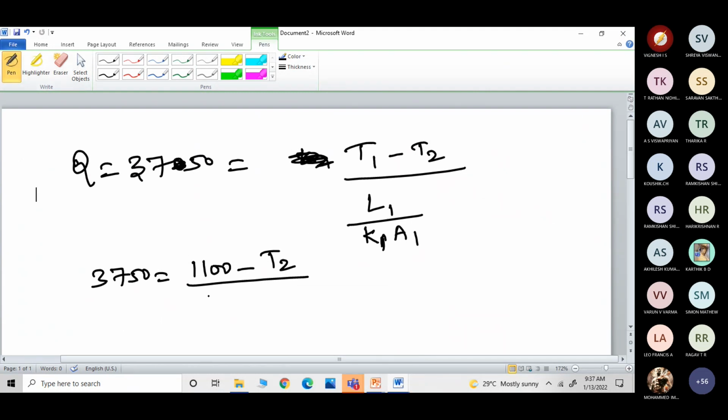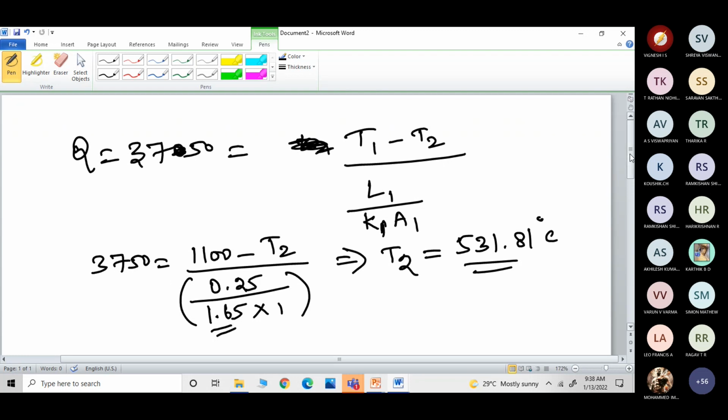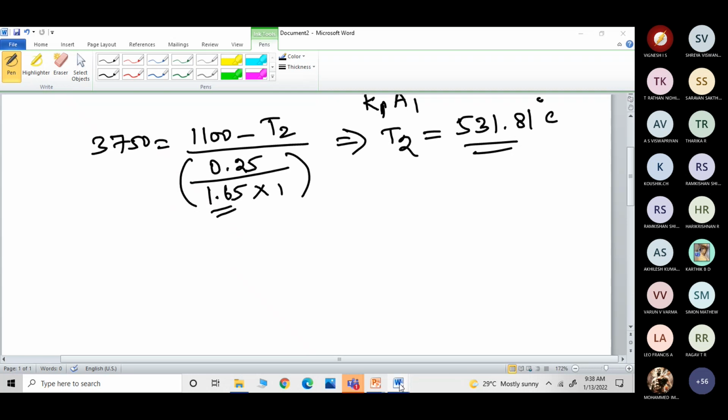So now what happens here is 0.25 divided by 1.65 into 1. Now from this, which implies T2. T2 equal to how much? 531.81 degrees C. Okay, so due to the lesser thermal conductivity of the inner layer, the T2 temperature itself drops. Okay, now similarly take the second one.